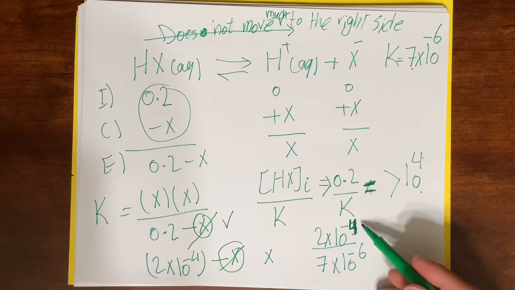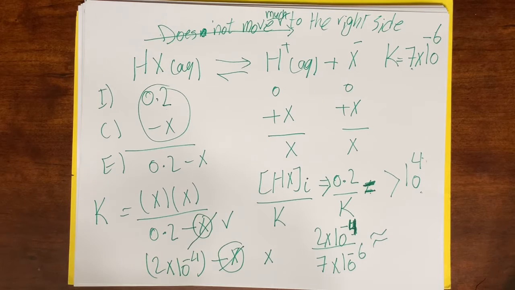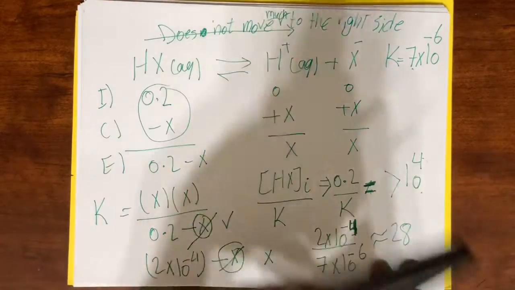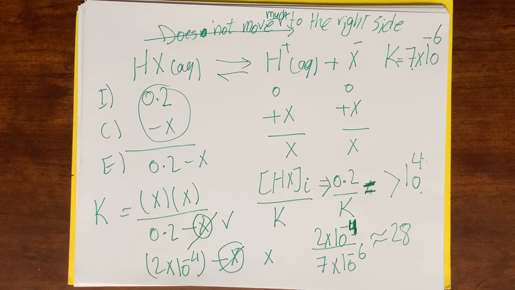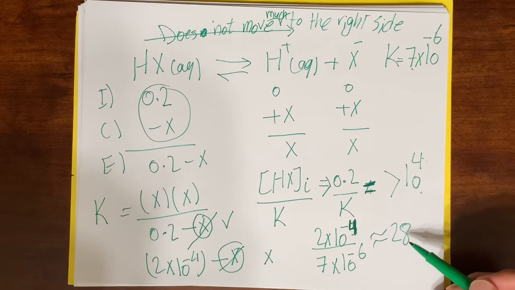You see the ratio here. 2 multiplied 10 to the power of minus 4 divided by 7 multiplied 10 to the power of minus 6, and that's going to be 28 actually, not 200. Sorry, 28. So you see, the ratio is a small number.